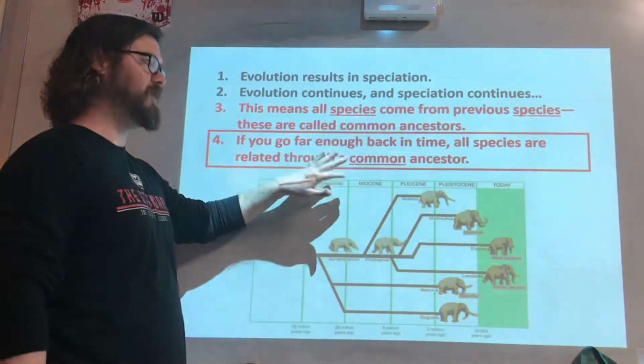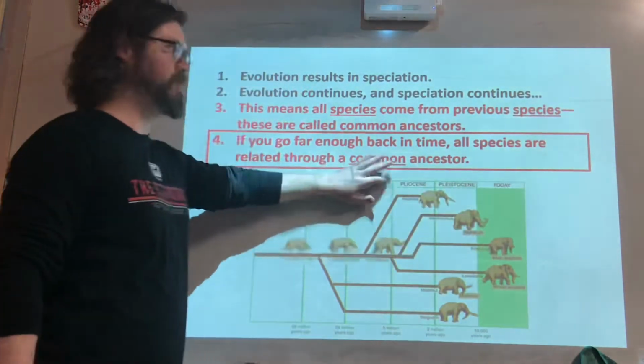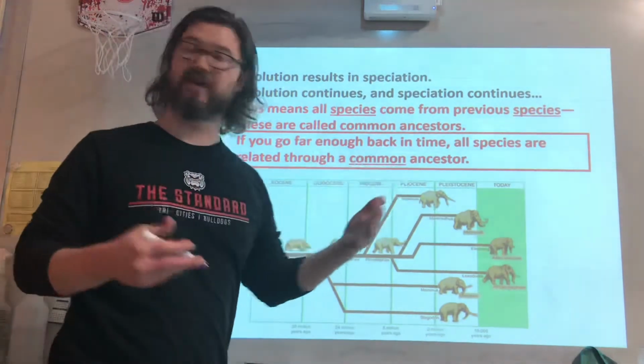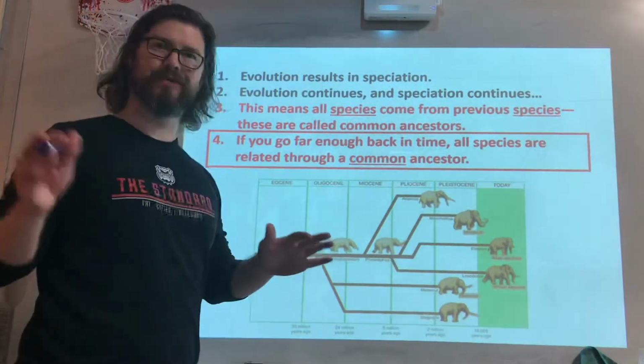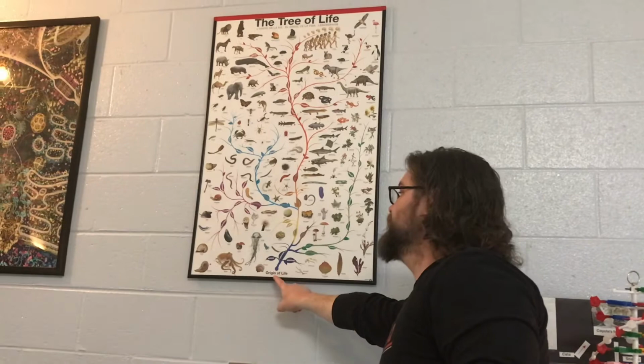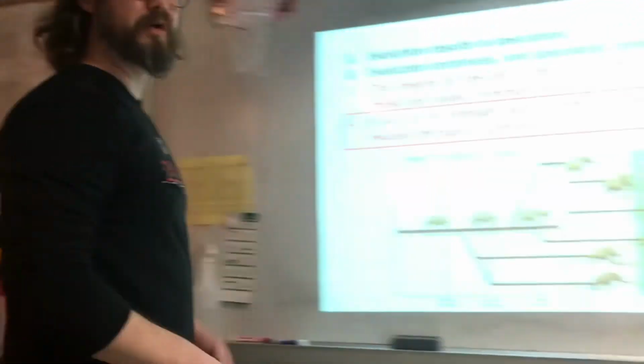And if you go far enough back in time, back and back, all organisms are related through one common ancestor. It's the whole tree of life thing. Like my poster on the wall, but we won't turn the camera today. Well, I guess we can. So yeah, blue dot at the bottom, origin of life, single cell thing. This is the same thing you're seeing on that screen, just with more organisms.